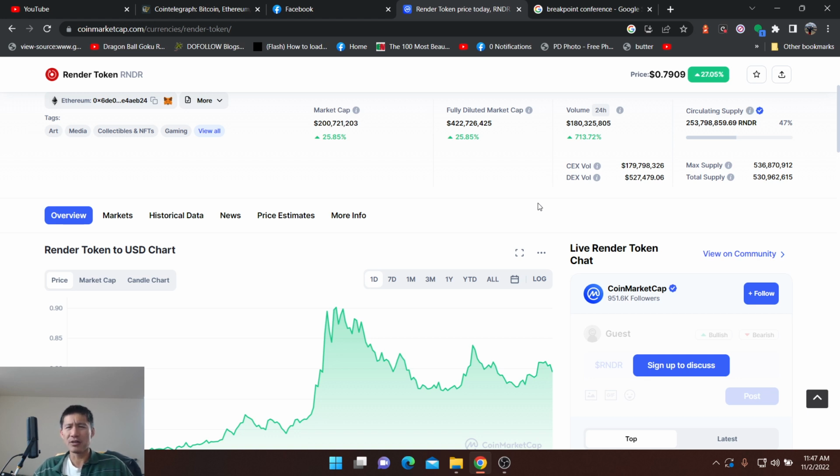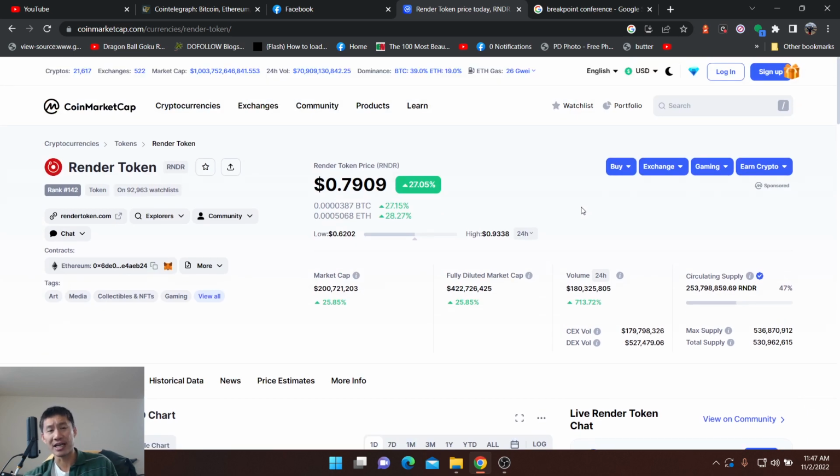But is it worth a pickup right now? It might be worth a little bit of a pickup. It's only $200 million in market cap. Fully diluted market cap is only $422 million. Outside the top 100, a lot of potential there, especially if these partnership rumors are true. Even if Apple announces a little bit of a partnership, I think it could definitely boost the coin.